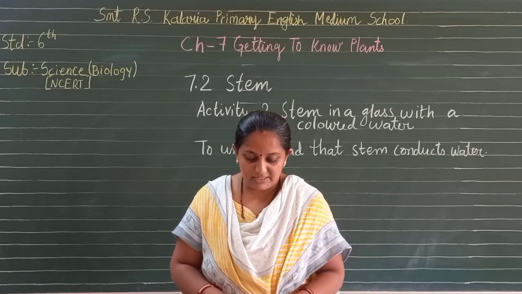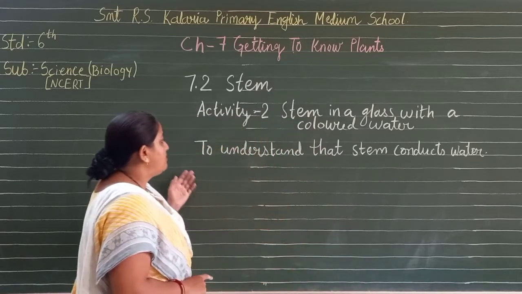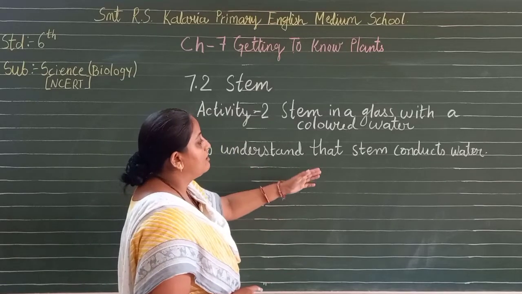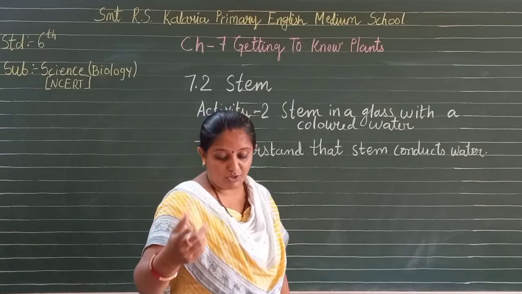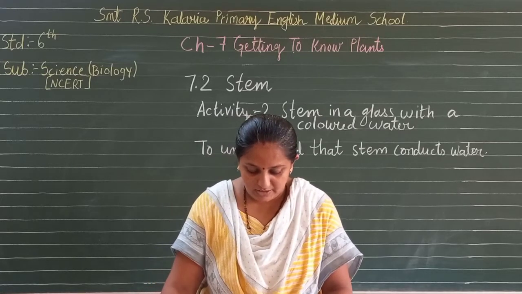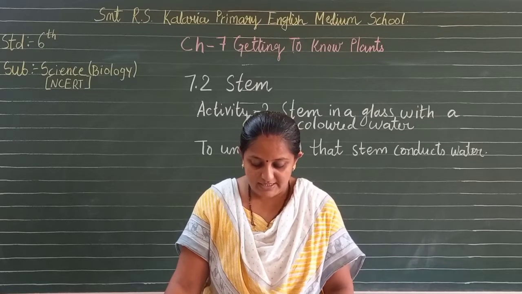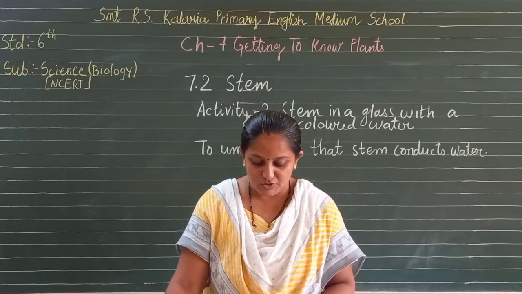Over here, let us understand one activity, that is activity 2. This activity is to understand that the stem conducts water. How does the stem conduct water? Look at the picture also. Observe the setup. Does the color appear in the stem? Now what do you have to do? We would require a glass of water, blue or red ink, and a soft stem.